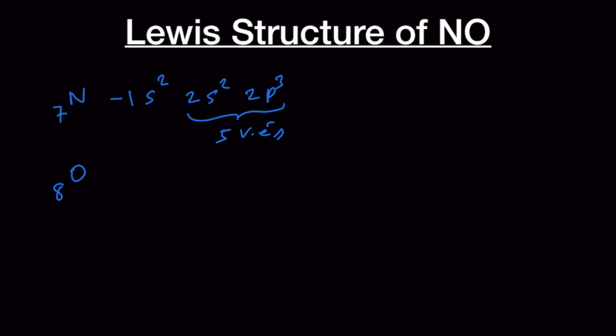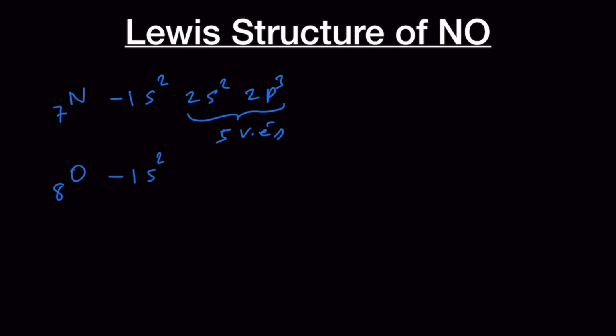Let's draw the Lewis structure of NO, that is nitric oxide. To draw the Lewis structure of a molecule, we need to know the number of valence electrons. Atomic number of nitrogen is 7, and therefore the electronic configuration is 1s2, 2s2, 2p3. This means that here we have 5 valence electrons.